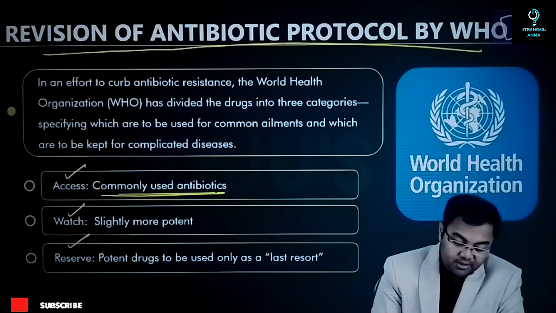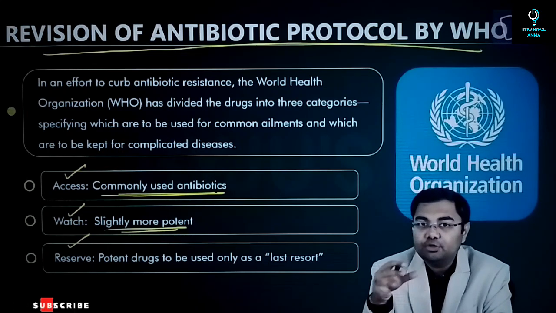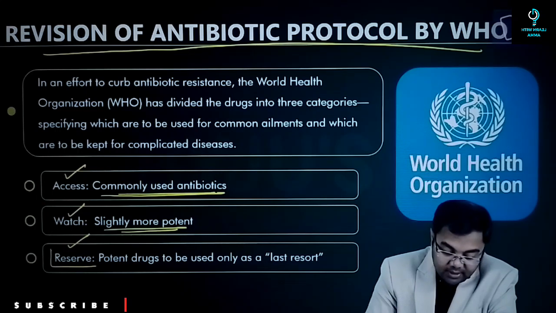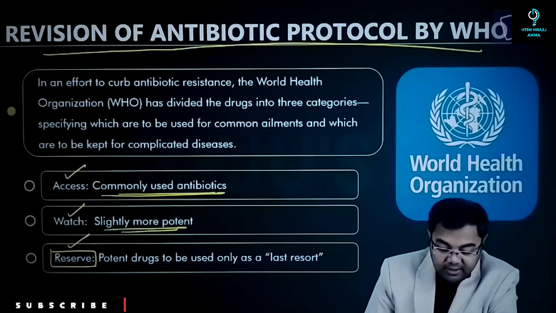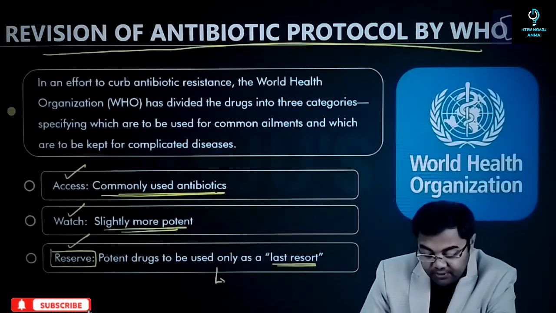Then after that comes the watch category, which is a slightly more potent drug, and that's why it should be taken with caution. And then comes the reserve category. Reserve category is the potent drug that has to be used only as a last resort, and this is a kind of drug which is called a last mile drug.